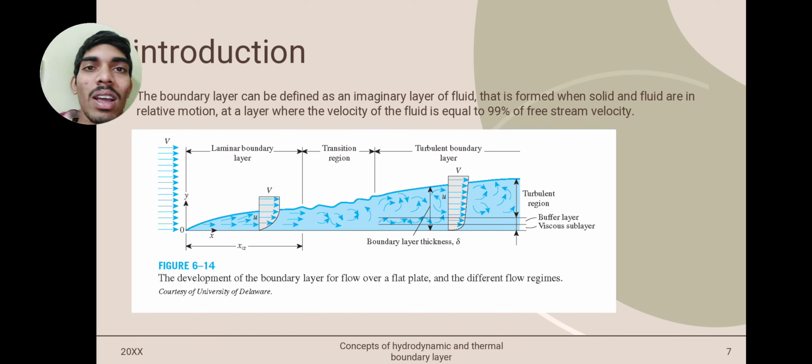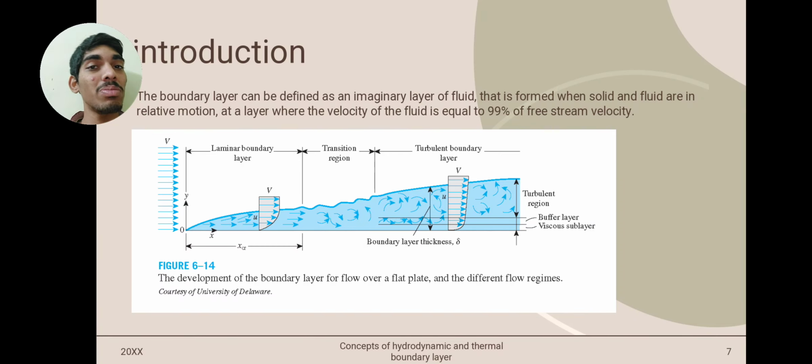A boundary layer is classified into three types depending upon the flow parameter. First, the laminar boundary layer, in which the Reynolds number of the flow is less than 5 into 10 to the power of 5, then the flow is treated as laminar. Whenever the Reynolds number of the flow is greater than 5 into 10 to the power of 7, it is treated as a turbulent boundary layer.